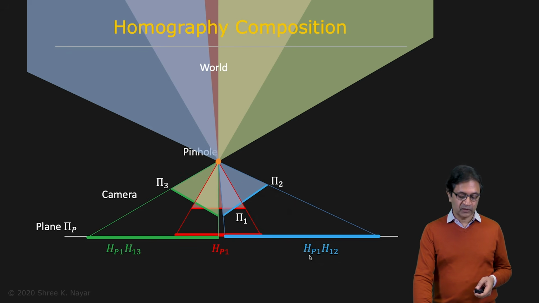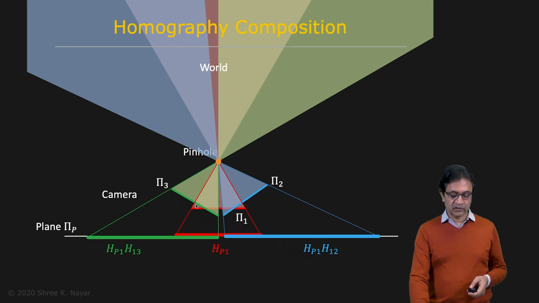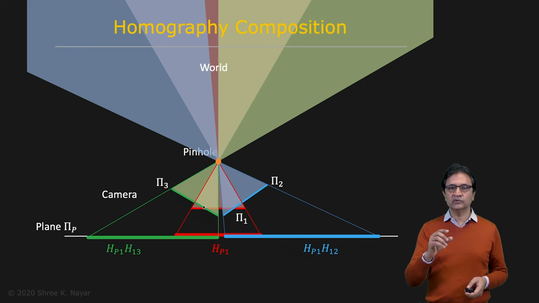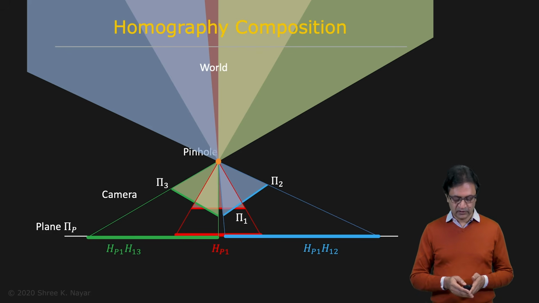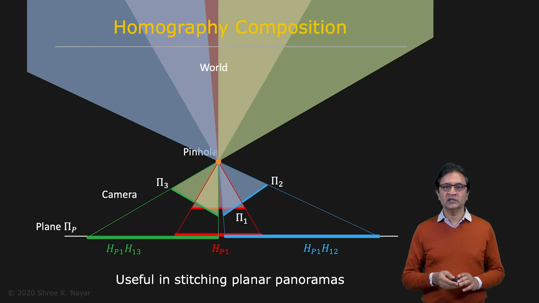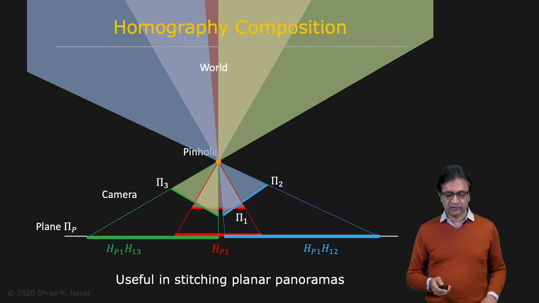And you can do the same thing to the third image as well, which lies on plane 3. So this tells you that if you share the same center of projection, and you take these multiple images, you can actually map all the images to a single plane by simply computing the homographies between the images. So this is very useful to us in stitching panoramas.